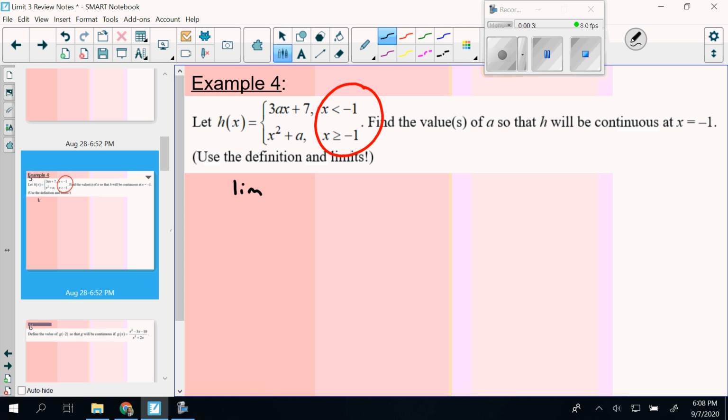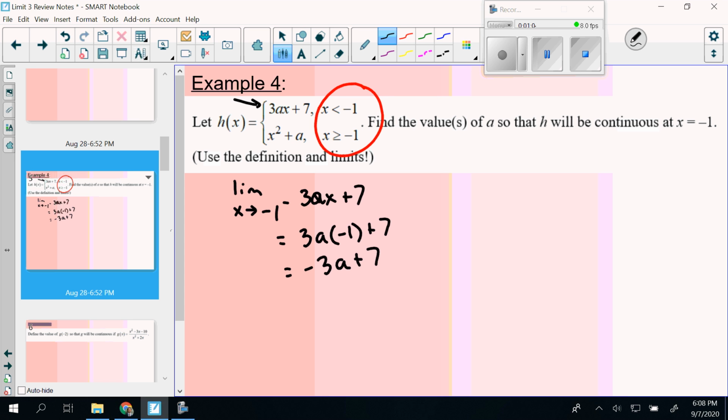So first one, what if we did limit as x approaches -1 from the left? Well, then we would be choosing this top function here of 3ax plus 7. Substituting in -1, we could see what this will end up equaling. So it'll be 3a times -1 plus 7, which would be -3a plus 7. We don't have a way of solving that for a, but let's continue on here.